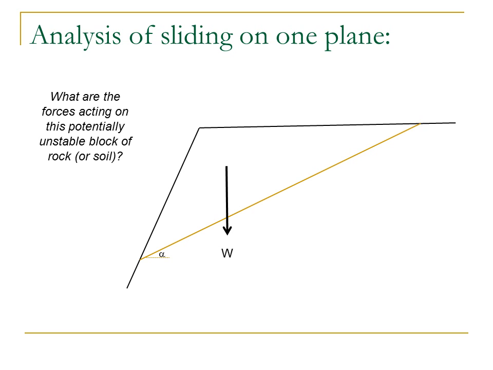When we're looking at the analysis of sliding on one plane, in order to complete our analysis, we need to look at all the forces acting on this potentially unstable block of rock or soil. And of course, the first force acting on the block is the weight of the block. So gravity is a body force acting on the block, and it has a magnitude equal to the weight, and of course its direction is directly down.